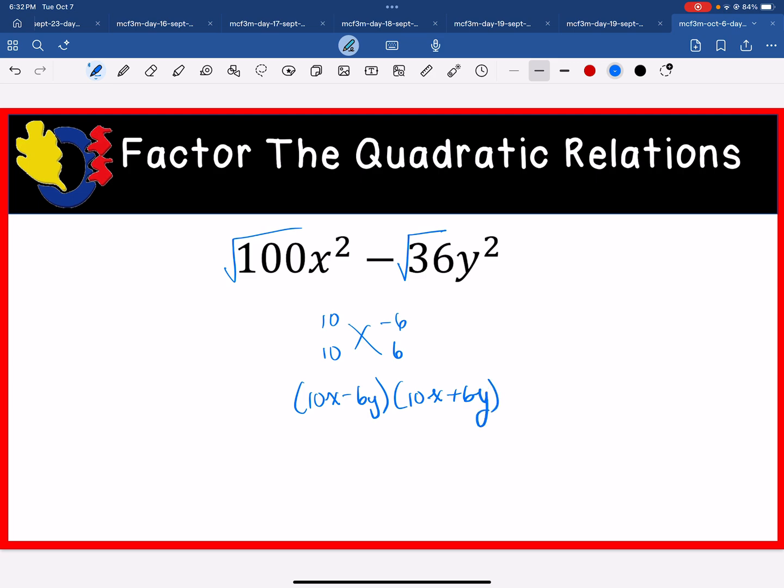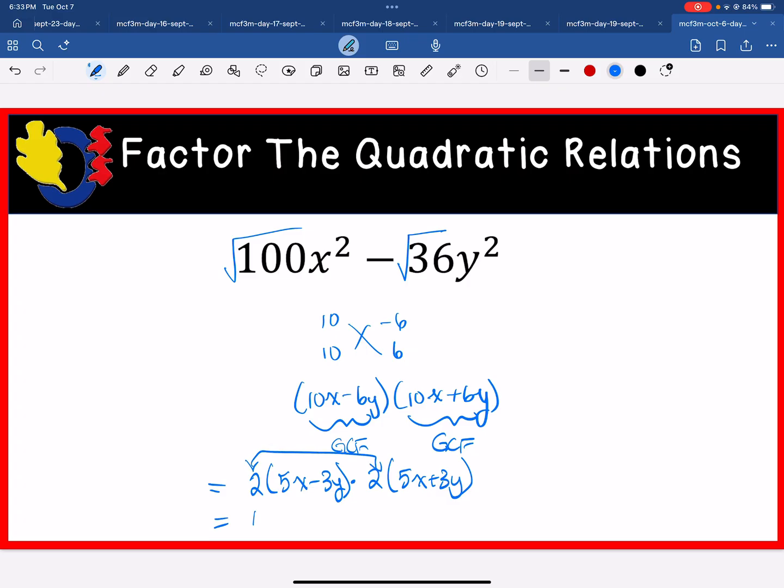The one thing that I would caution here is that there is actually still a GCF in here. So I could actually still divide each of these by 2. So if I took a 2 out here, we'd be left with 5x minus 3y. And then I could also take a 2 out here, which is 5x plus 3y. So for the final answer, I would actually multiply the 2 and the 2. So my greatest common factor is actually 4. 5x minus 3y, and then 5x plus 3y. And if we expanded and simplified to check our solution, we would end up with the 100x squared minus 36y squared.